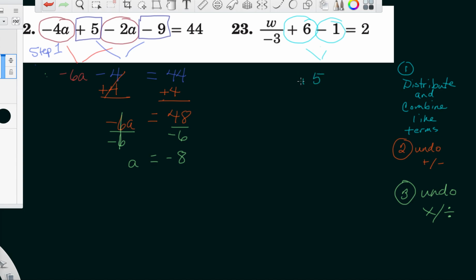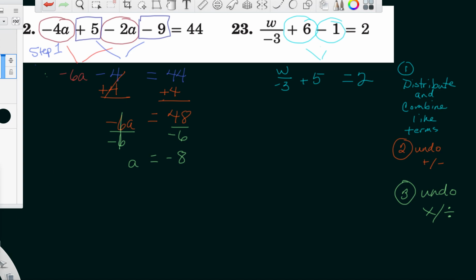So plus 5. Well, we just bring this straight down. W divided by negative 3 plus 5 equals 2. Now we have our two-step equation again. So step 1 is out of the way.